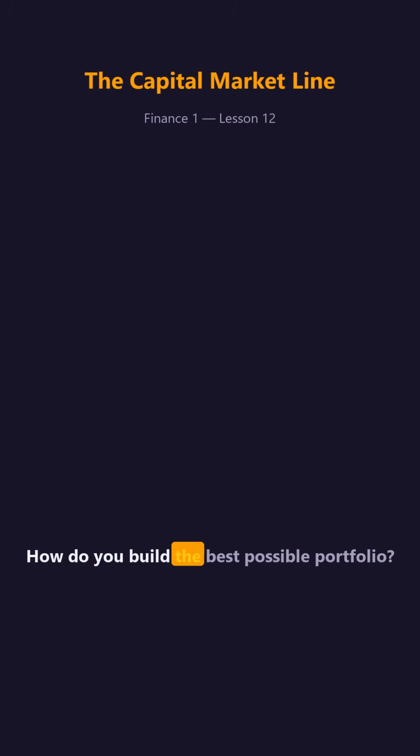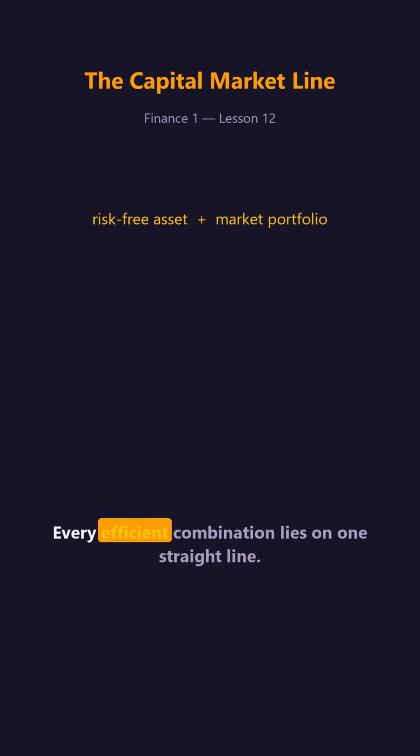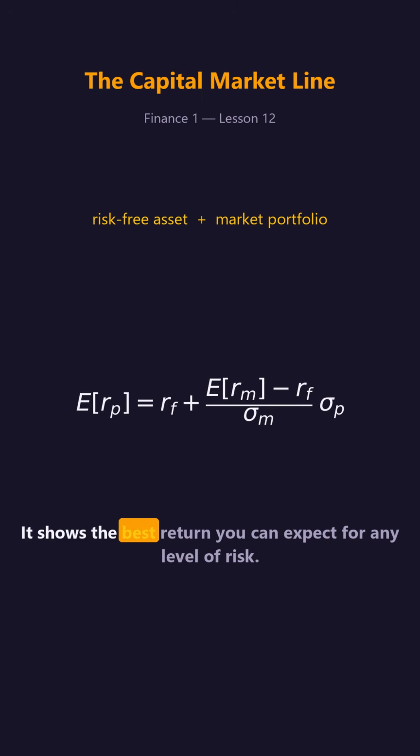How do you build the best possible portfolio? You mix a safe asset with the market portfolio. Every efficient combination lies on one straight line. It is called the capital market line. It shows the best return you can expect for any level of risk.